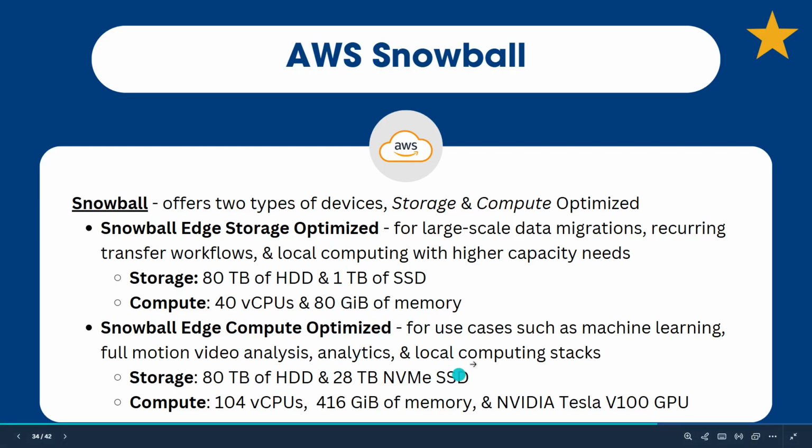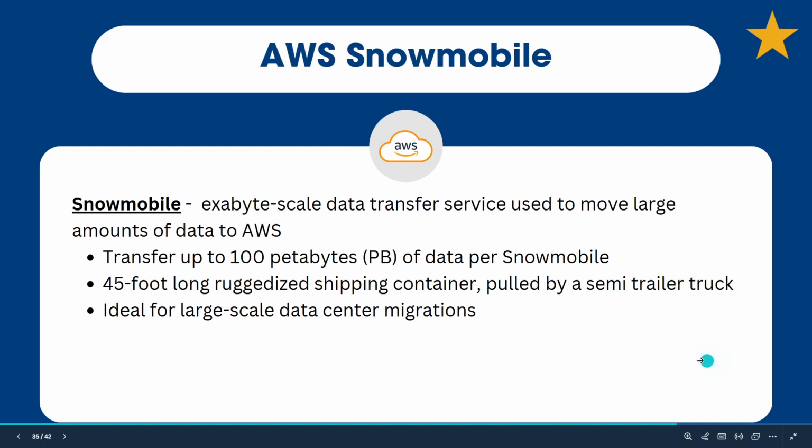So yeah, 2 categories. Compute optimized is for use cases such as machine learning, full motion video analysis, analytics, and local computing stacks. Same storage in terms of HDD, but in SSD you do get 28 terabytes instead of the 1. Notice the much bigger CPU capacity and RAM capacity, and it also has an optional NVIDIA Tesla V100 GPU.